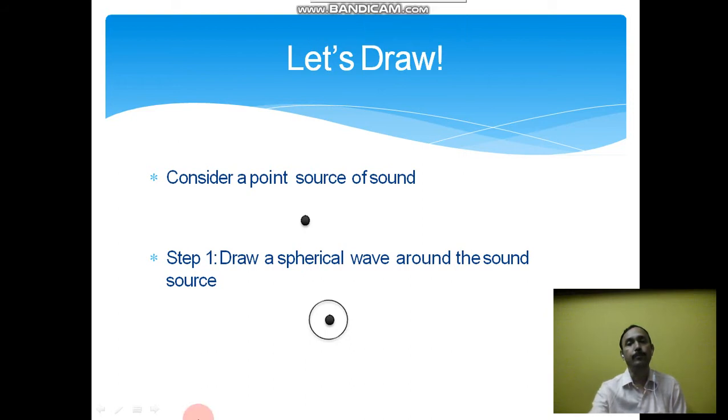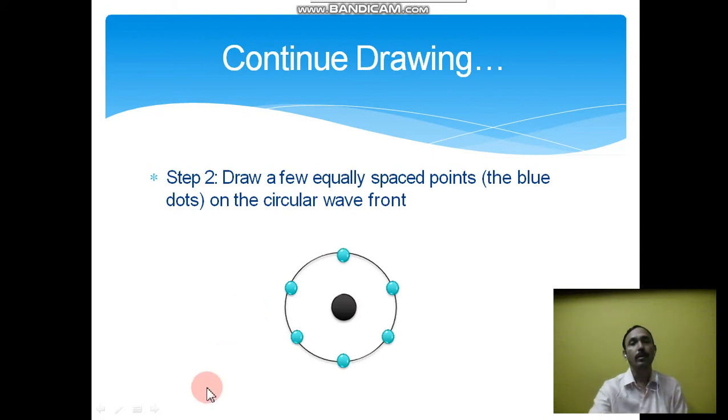Consider a point source of sound. Step 1. Draw a spherical wave around the sound source. This is the sound source. Draw a spherical wave. Step 2. Draw a few equally spaced points, here shown in blue dots, on the circular wavefront. These are the equally spaced points on the circular wavefront.